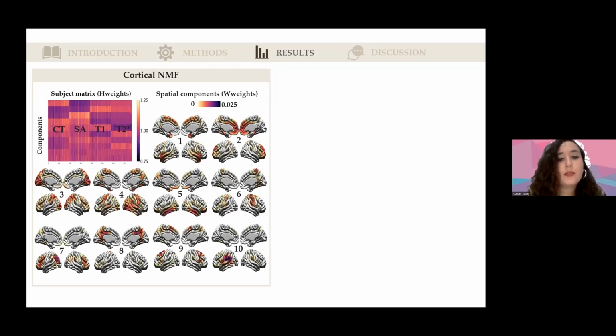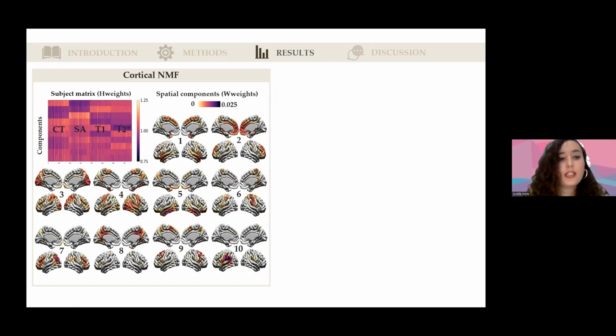What you can see from these spatial maps is that we found bilateral components in pretty much all the components, and they show biologically relevant regions. For example, component 2 is mostly in the frontal lobe, component 5 is mostly in the temporal lobe, 6 is in the somatomotor cortex, 8 in the precuneus, etc.